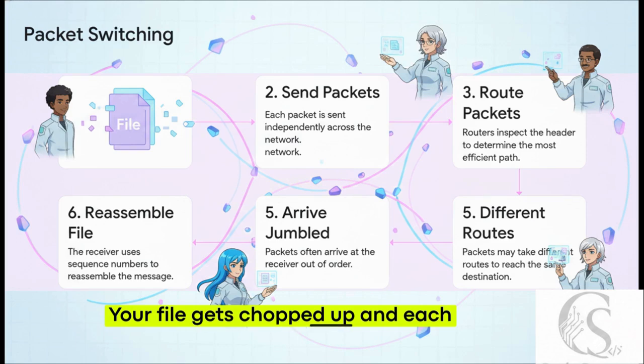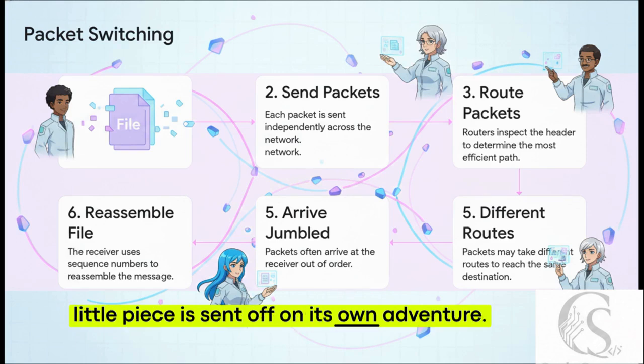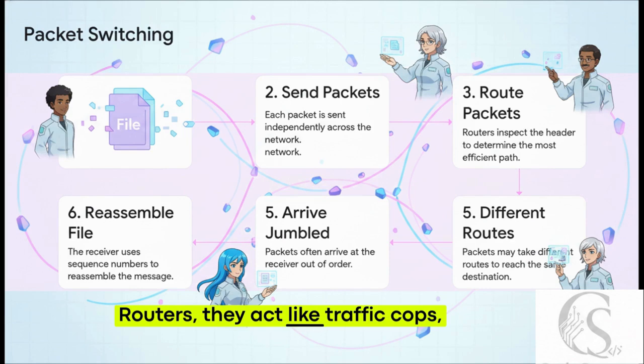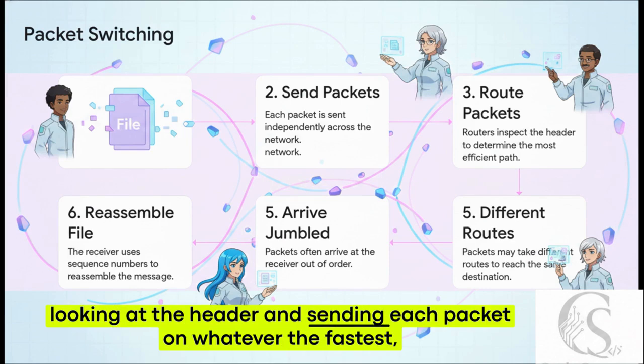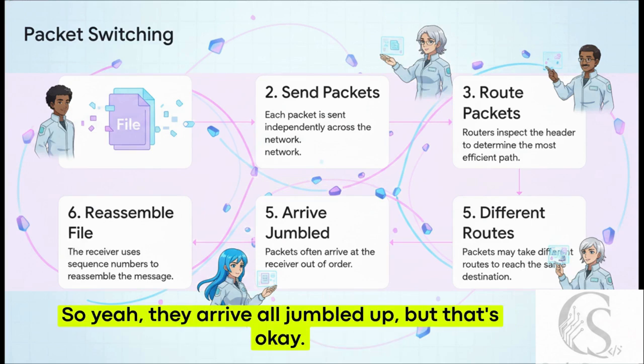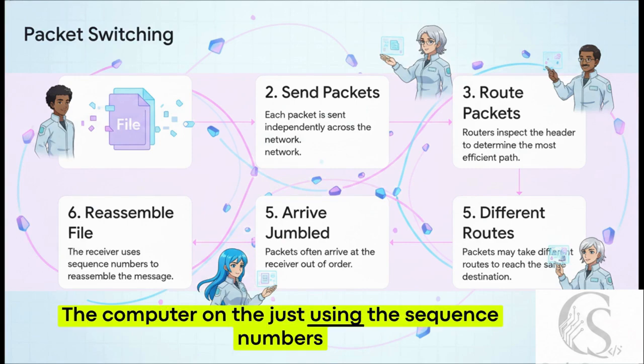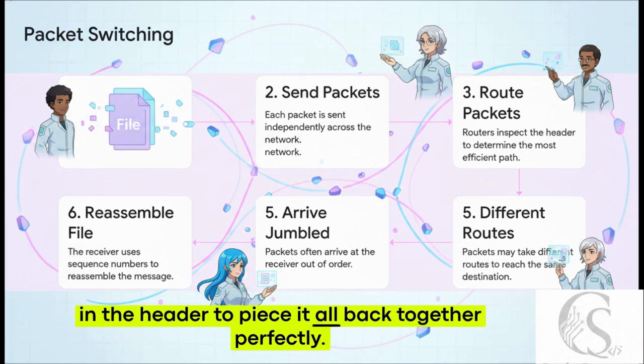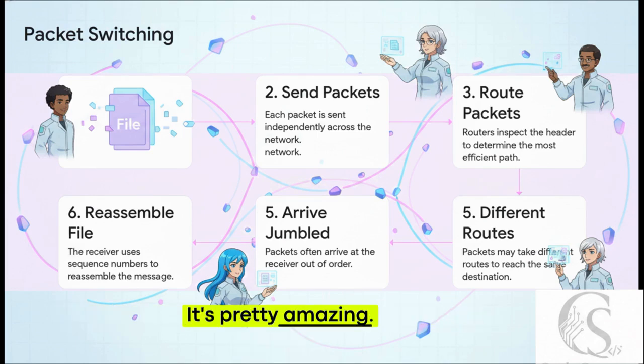And this, right here, this is how the internet handles all that unbelievable traffic. Your file gets chopped up and each little piece is sent off on its own adventure. Routers act like traffic cops, looking at the header and sending each packet on whatever the fastest, most efficient route is at that exact second. So yeah, they arrive all jumbled up. But that's okay. The computer on the other end just uses the sequence numbers in the header to piece it all back together perfectly. It's pretty amazing.